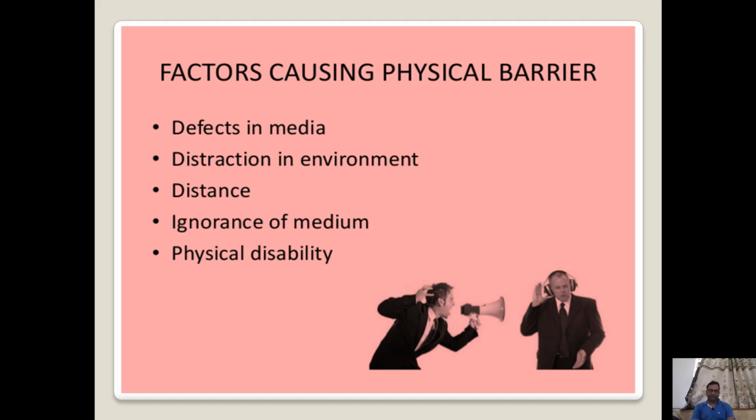What are the factors that cause physical barriers that we should know? With this picture also you may get this information. The first point we'll discuss now: defects in media. The media you are applying to convey your message to others may have defects. Then distraction in the environment, distance, ignorance of medium, and physical disability.